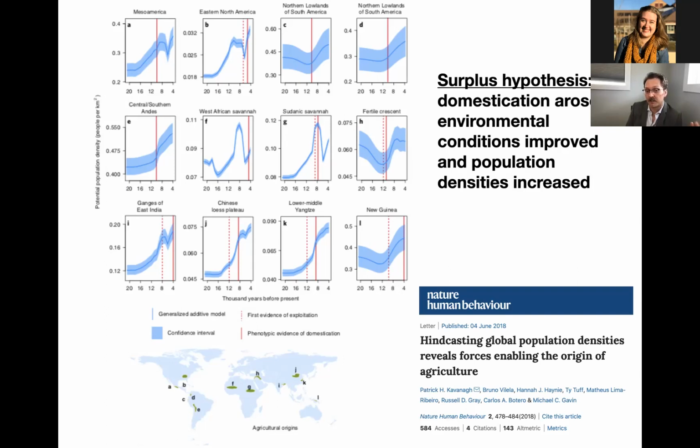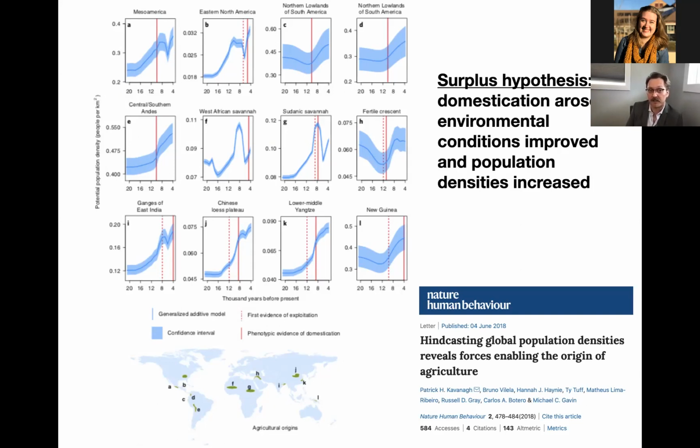There are only 130 domesticated species. We built species distribution models for each one of those, linked those with climate conditions, and then modeled those climate conditions back for 20,000 years, and looked at how likely the conditions were to increase human populations because of their agricultural domesticates over that time period.